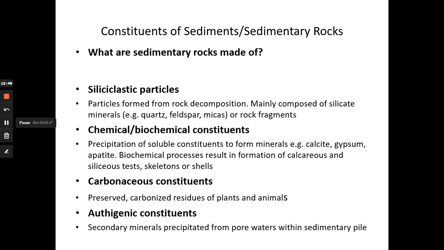First, you can have particles, which are siliciclastic in nature. And this will be the topic of my course, siliciclastic particles. These are grains. I'm just going to use the terms particle and grain interchangeably.